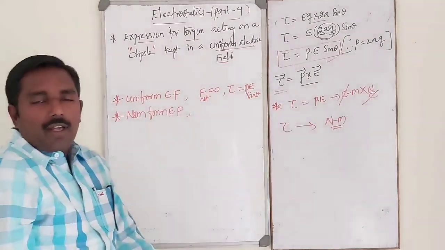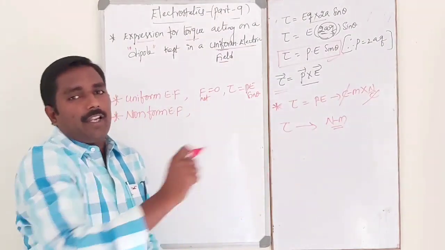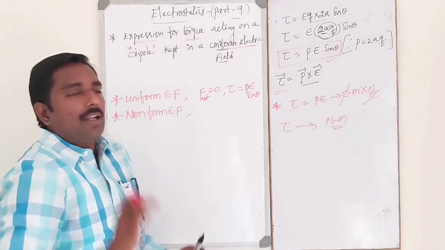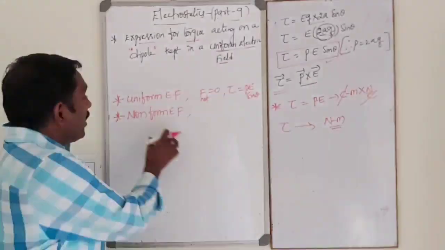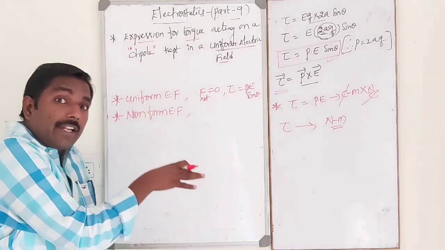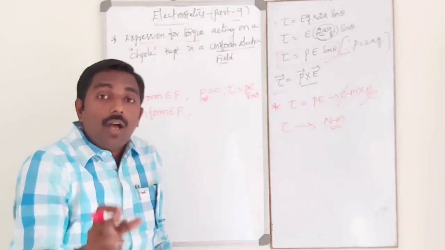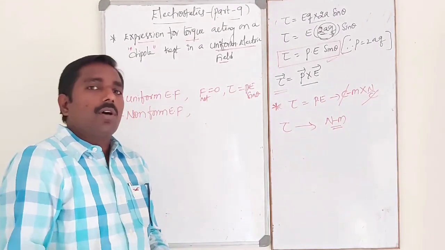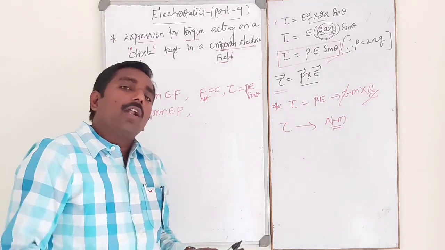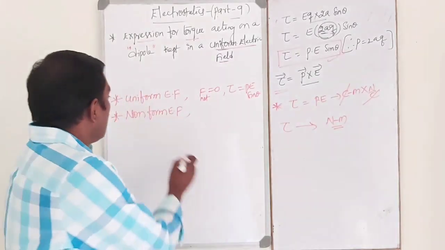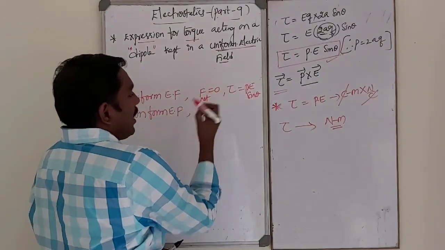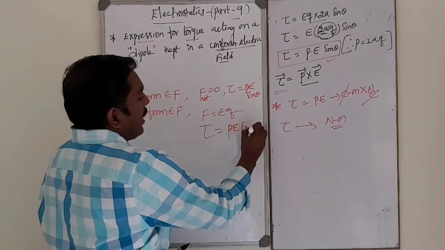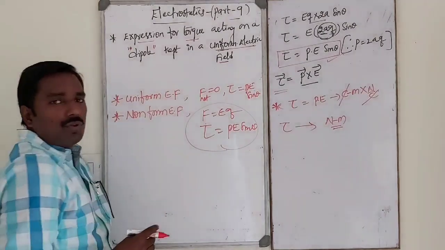So, dear students, a dipole kept in a uniform electric field: the net force acting on the dipole will be 0 and the torque will be some value, that is tau is equal to P E sin theta. A dipole kept in a non-uniform electric field: net force as well as torque are not equal to 0. Torque is experienced on the dipole and force is also experienced, F is equal to EQ. Both are experienced. This is very most important.